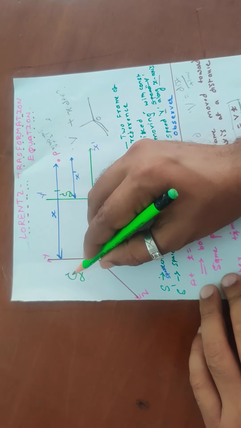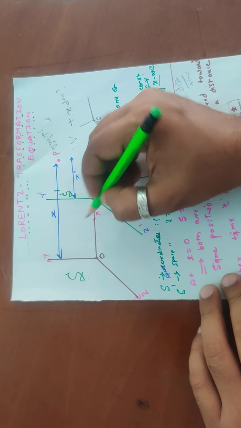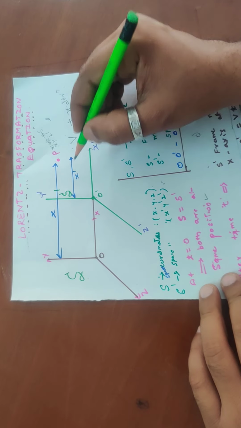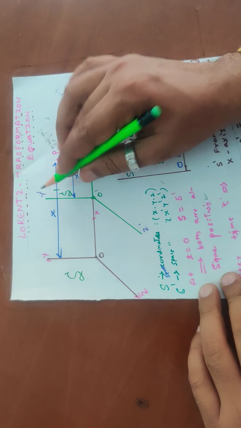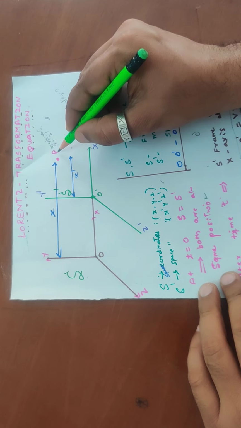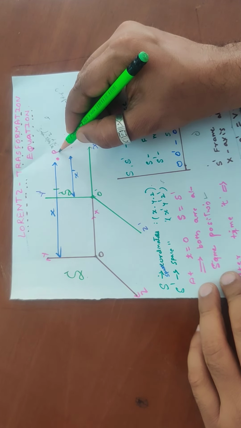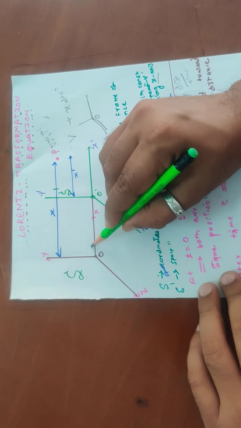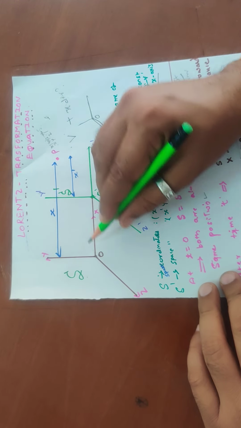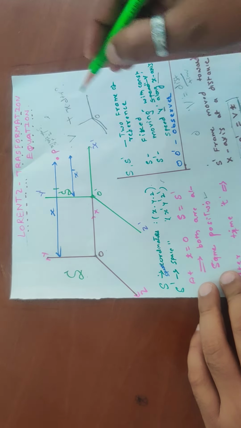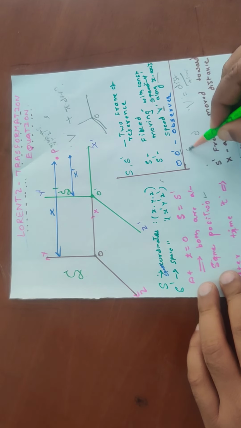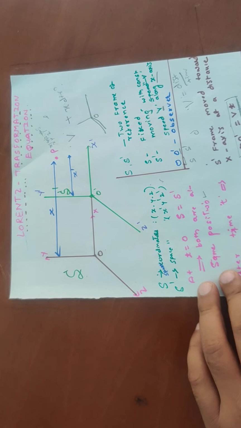This is a frame of reference which is fixed, which has coordinates x, y, z, and S dash has coordinates x dash, y dash, z dash for the point P, the source of light P. Therefore O is the observer, and O dash is also an observer with respect to the different frames of reference.